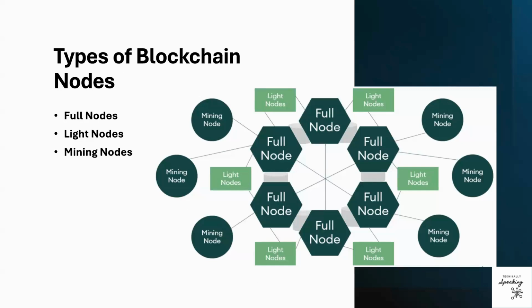Let's talk about the types of blockchain nodes. We have full nodes, which store the entire blockchain and validate all transactions and blocks. An example would be Bitcoin Core. Then we have light nodes, which store only a portion of the blockchain, and they rely on full nodes for verification. An example, wallet apps. And lastly, we have mining nodes, which participate in the consensus mechanism like proof of work and add new blocks to the blockchain.